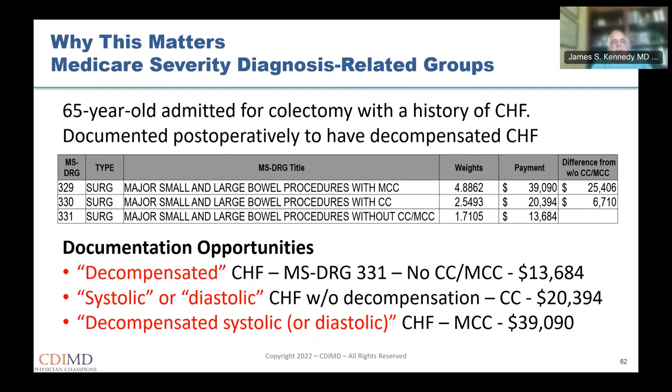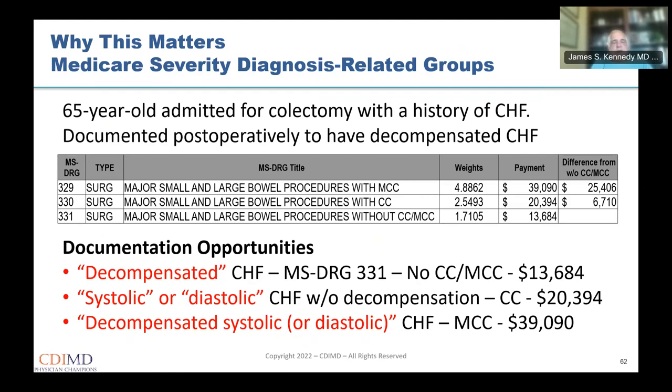And you will need to be able to recognize when it's decompensated. You would need to know the difference between the systolic heart failure and the diastolic heart failure, and be able, using that query practice brief, to approach the physician in a proper way in order to get the CC or the MCC. And that is, in essence, what your job is going to be doing to start with.